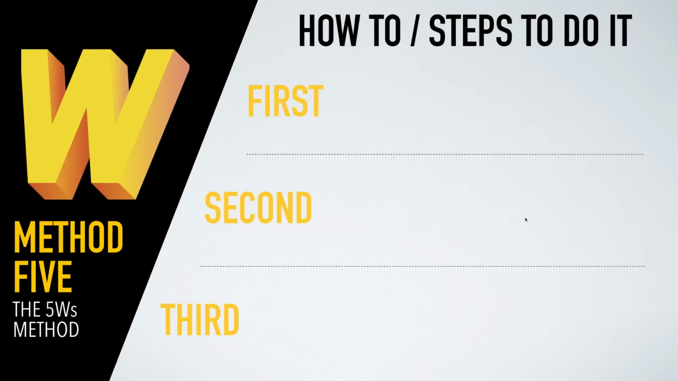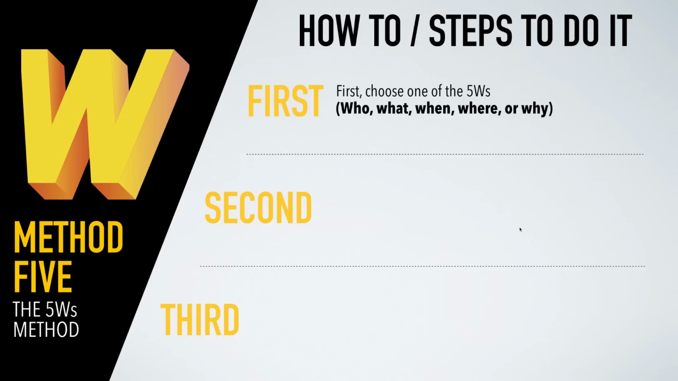Here we go. What you're going to do is choose one of the 5 W's. You and your partner can choose who, what, when, where, or why. You're going to ask each other a question based on that W. So for example, if my partner and I decide, hey, let's choose what, that's the W we want to start with. Then we each must ask a question using what.